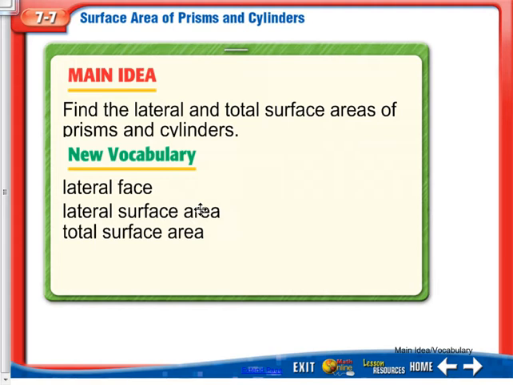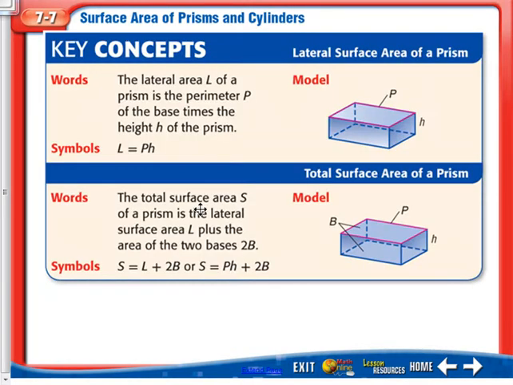Lesson 7-7, we're going to find the lateral and total surface areas of prisms and cylinders. So surface area is kind of referring to the wrapping paper of a present, or the paint on a wall. We're covering the surface. So let's go ahead and move on here.